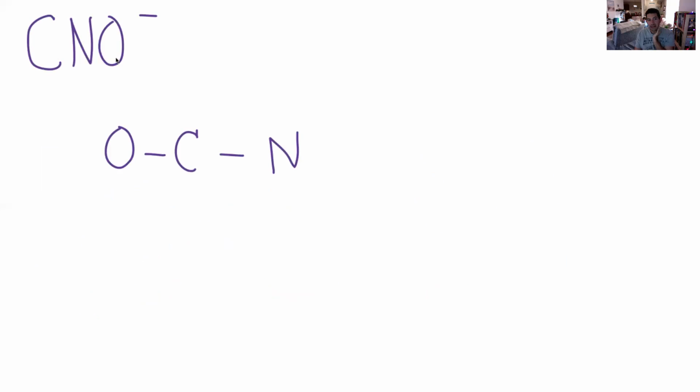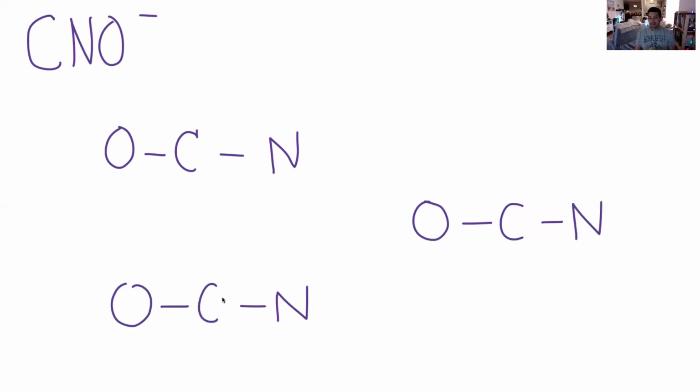So instead, what should happen is when we go to draw CNO, the carbon should be in the middle. In the previous example, we had nitrogen in the middle. That didn't work out. Carbon should be in the middle. It is less electronegative. And there are 3 different ways we could draw it. We could have a double bond between the carbon and oxygen and the carbon and nitrogen. We could have a single bond to the oxygen and a triple bond to the nitrogen, or we could have a triple bond to the oxygen and a single bond to the nitrogen.